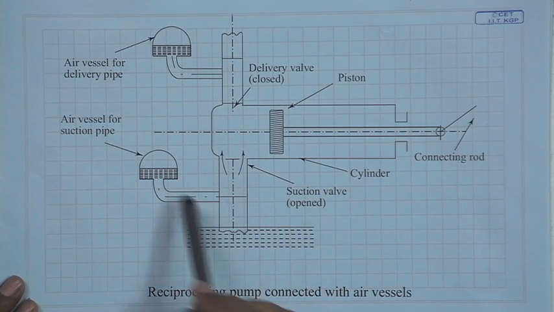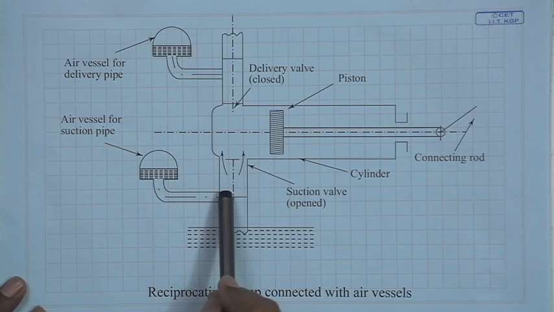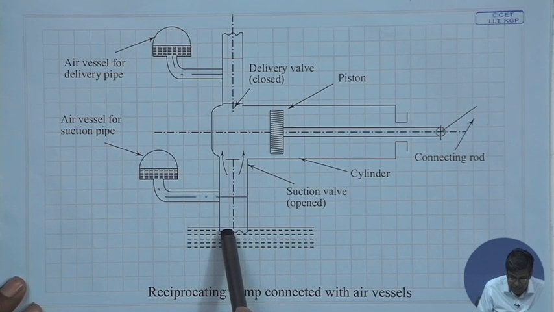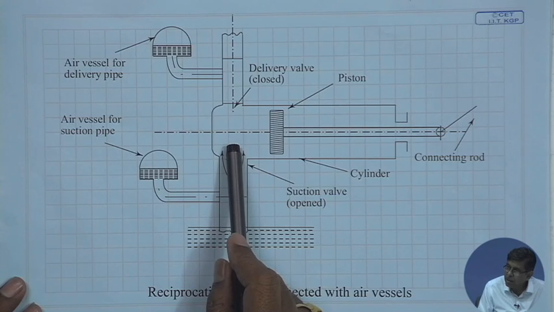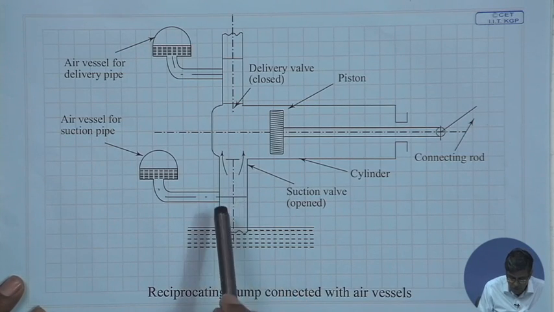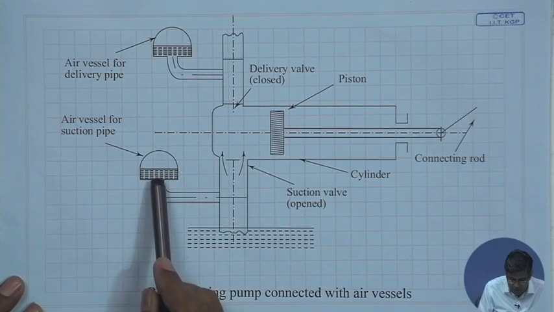How does it work? You see, when it is attached to the suction line, then in the acceleration head more water is required in this suction line. So this water will come from here and will be given by this.